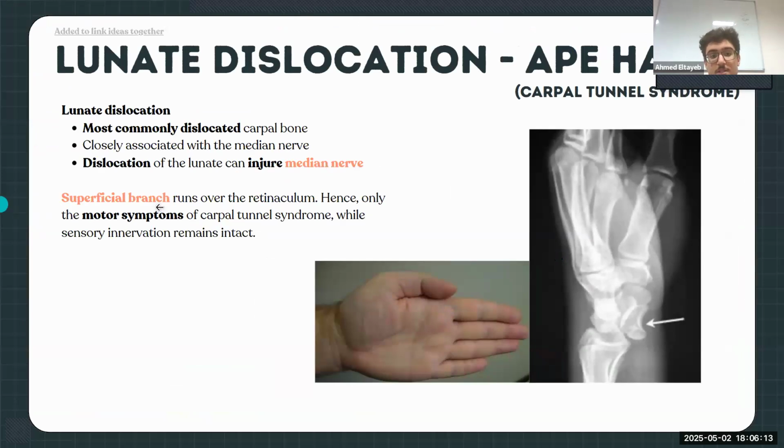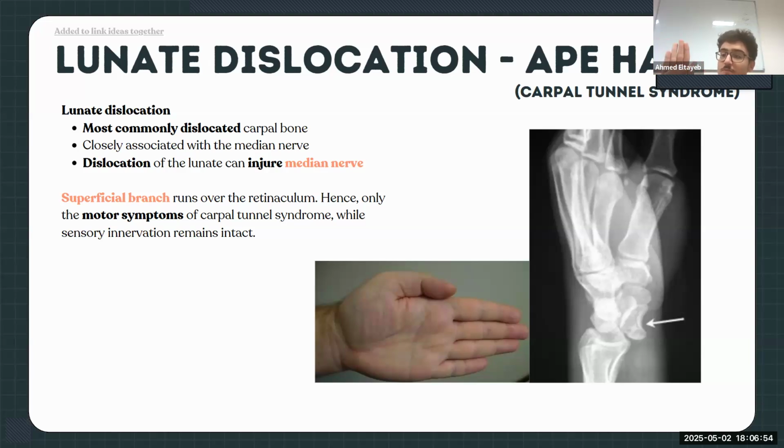But as we said, because the superficial branch of the median courses superiorly over the flexor retinaculum, it doesn't go through the carpal tunnel. So you won't really have sensory deficits through the median nerve. You will only have the motor deficits. So for example, the median nerve will supply this component of the hand, which is the thenar eminence. And you're going to lose a muscle right here, which is called opponens pollicis, right? So when you lose the innervation to this muscle, you're not allowed to have this opposition movement anymore.